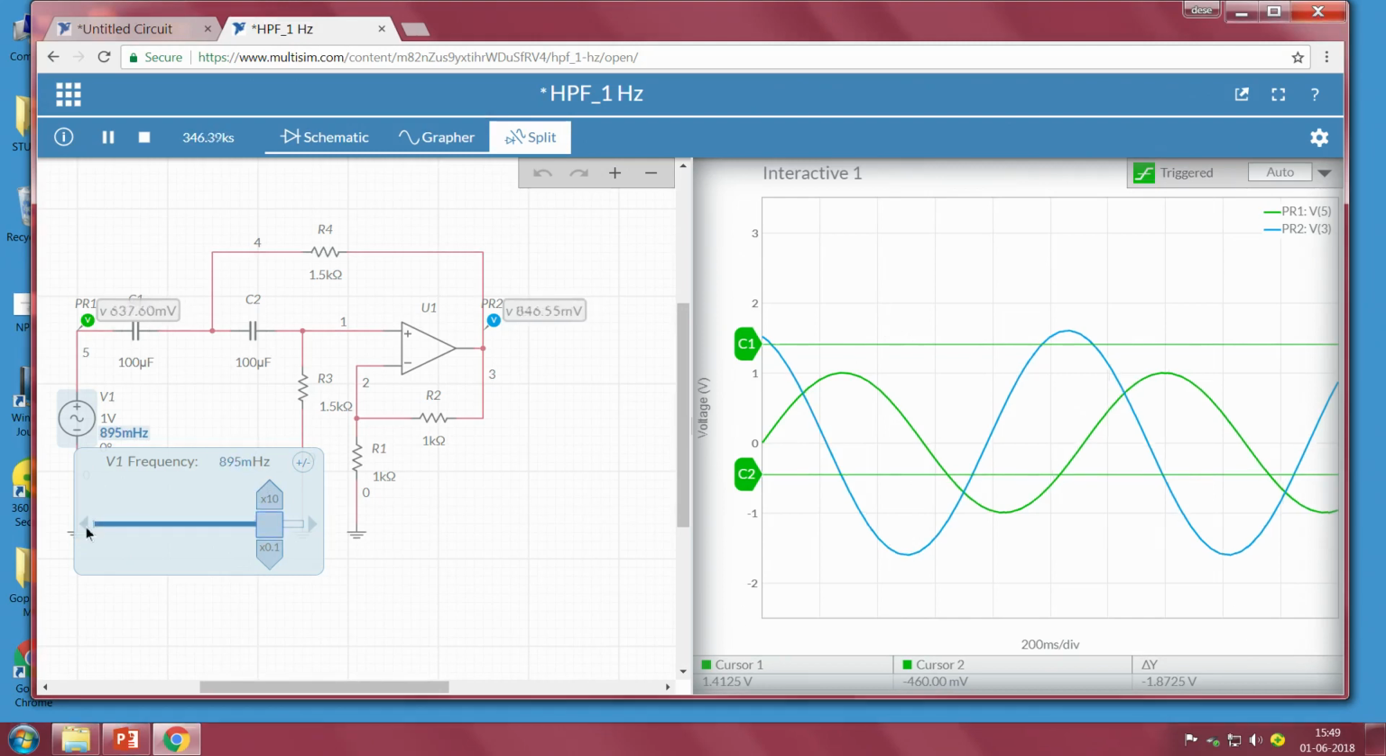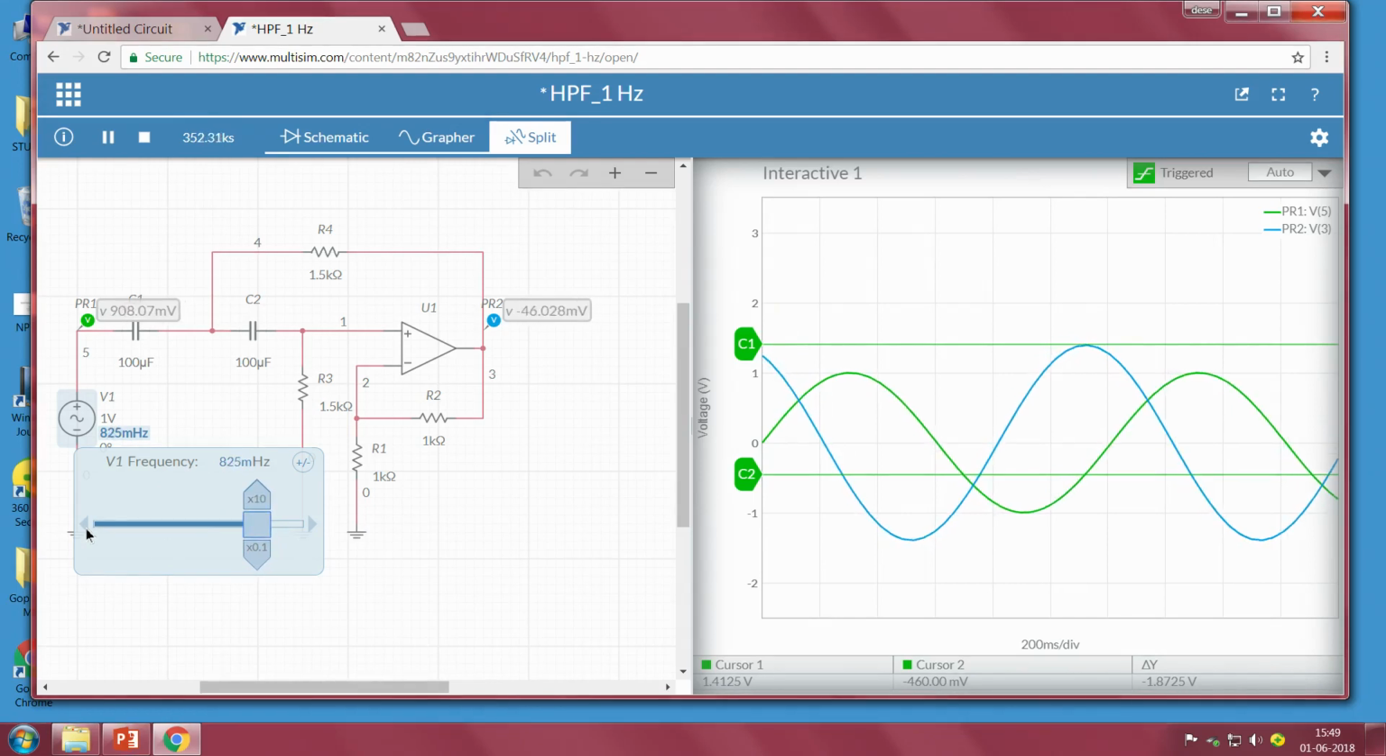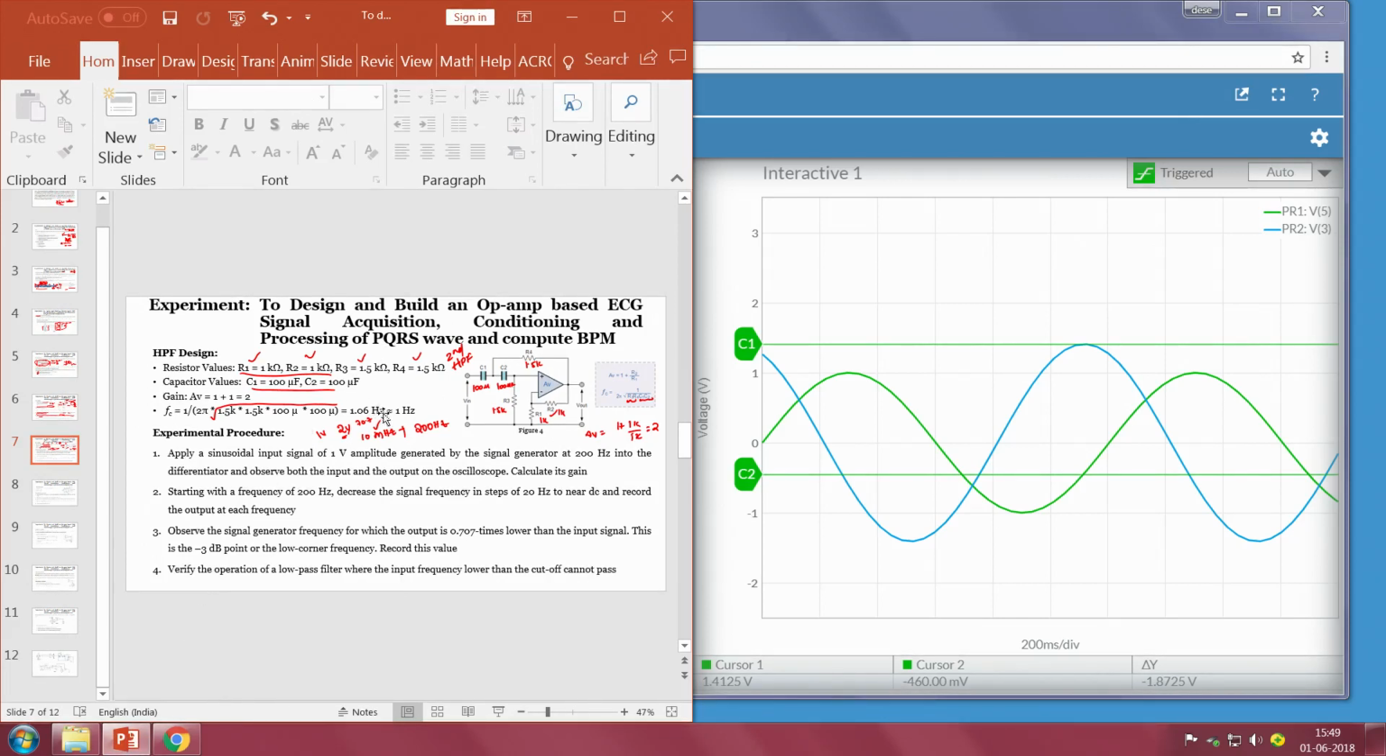Now, I will decrease it a little bit: 895, 870, 865, right. Somewhere around 825 to 830 millihertz is the cutoff frequency of this particular filter. So, this is the measured cutoff frequency, but theoretically we got somewhere around 1.06. Why do we not calculate the value?